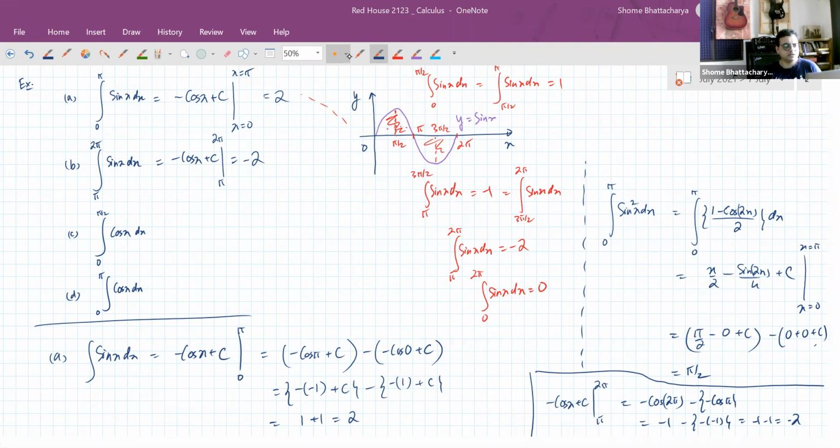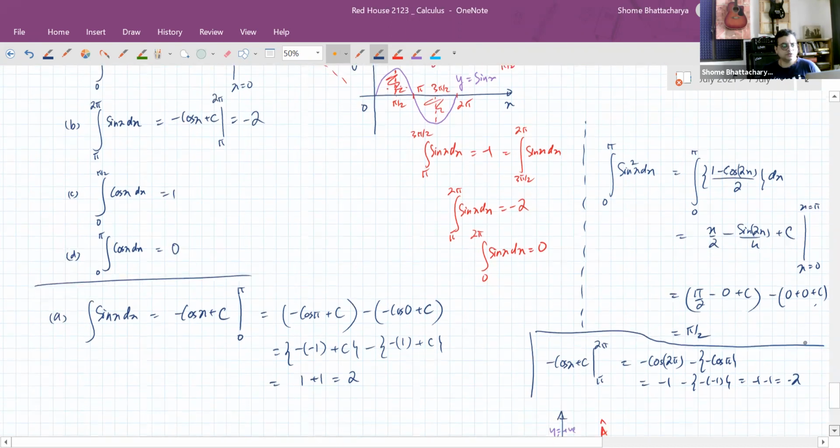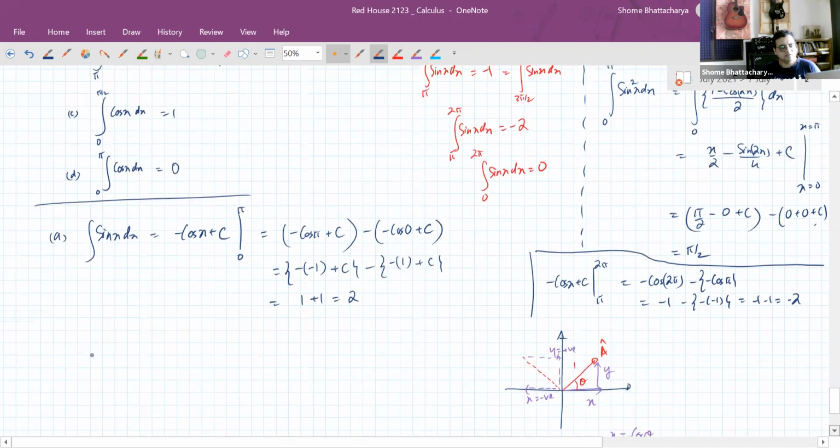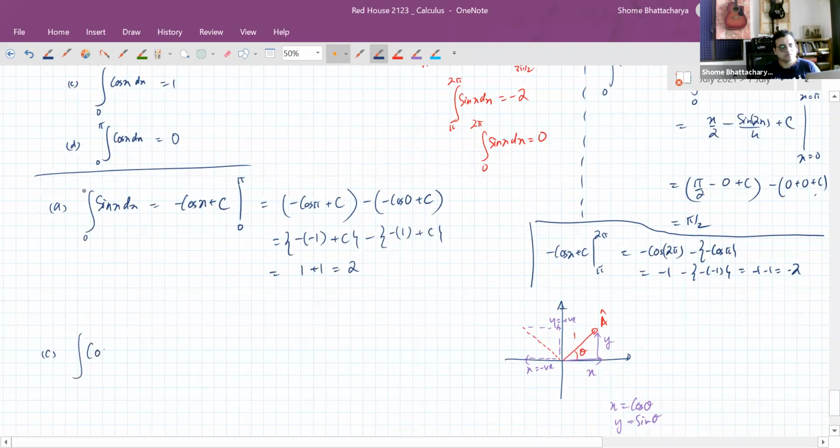Yeah, so I'll just verify the answers for you. That's correct. This one will be 1 and this one will be 0. So these two integrals will also show us a symmetry between the two graphs. Now remember, integration of cos x is sin x. So this one is easy enough: sin pi by 2 minus sin 0.